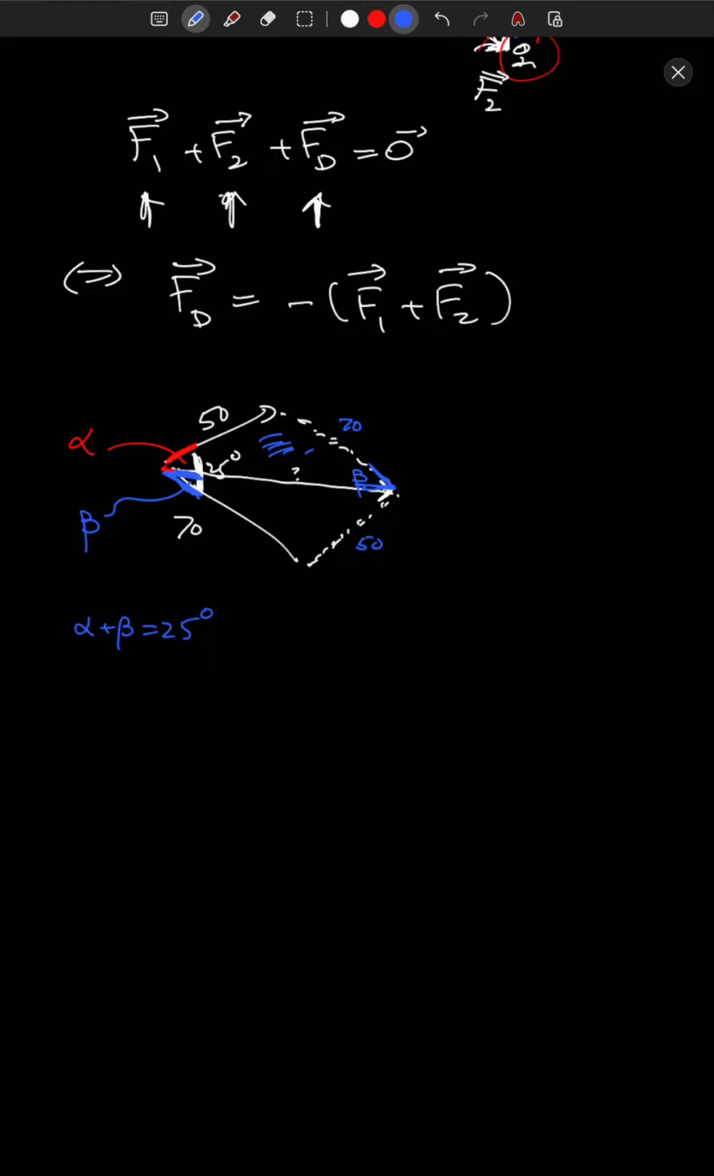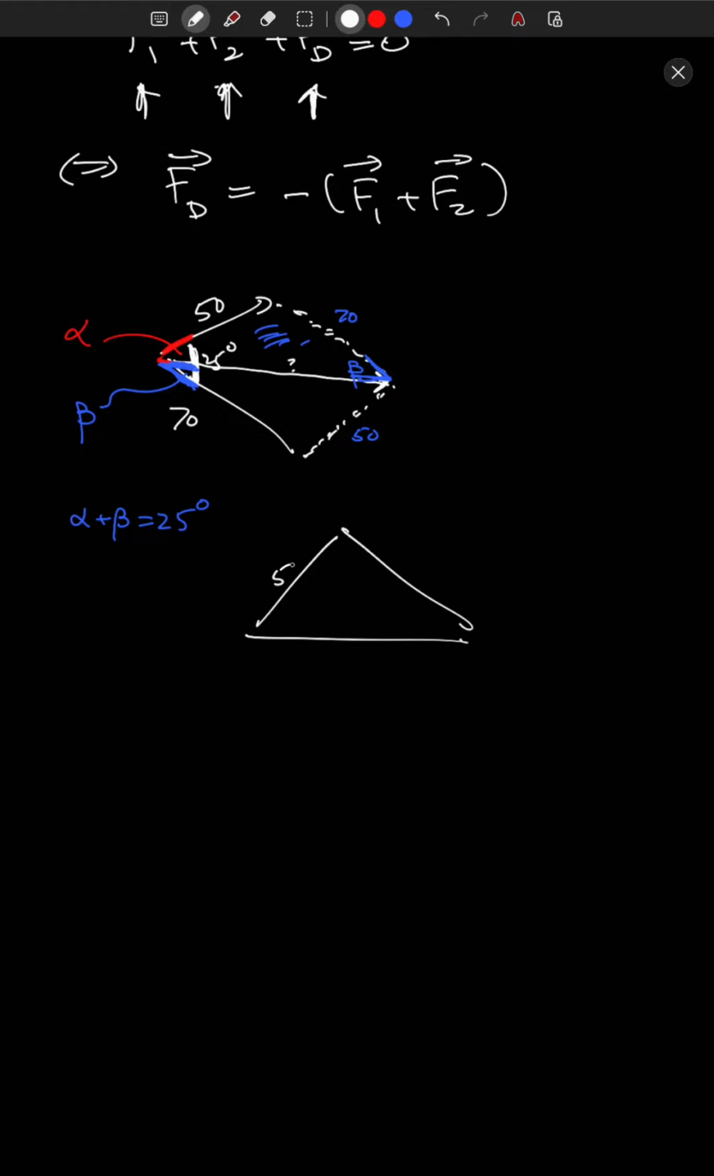But it's okay because what we see from this picture is, let me draw it again, just a triangle now, because at this point we've ported all our information to just a single triangle, right? This guy here is 50, this here is 70, this here is alpha, this here is beta, this here is the side that we want. And we know that alpha plus beta is equal to 25 degrees.